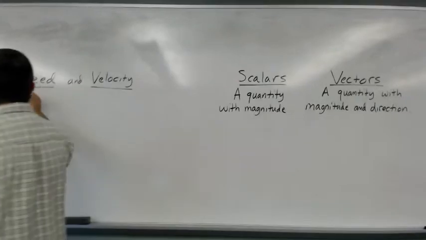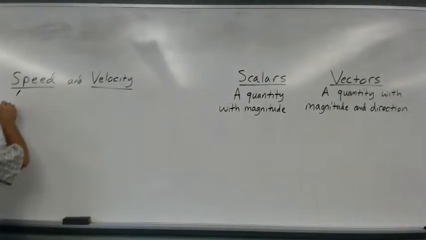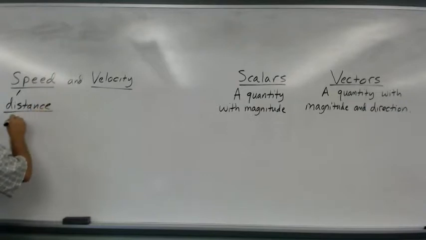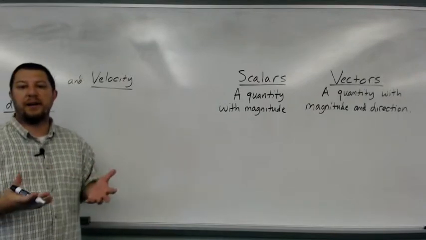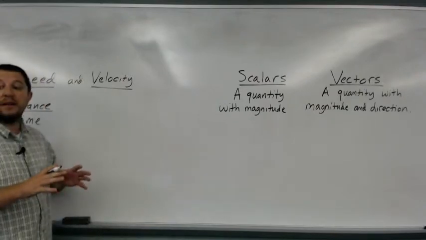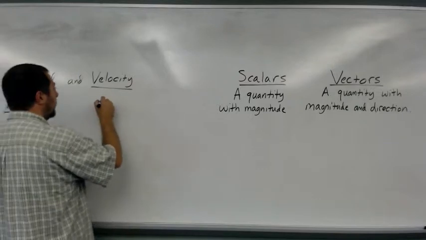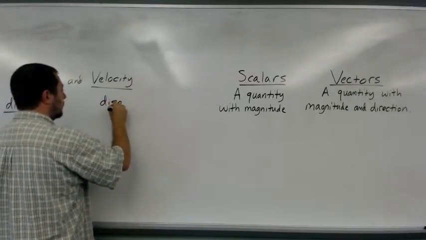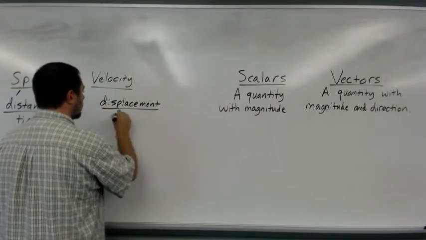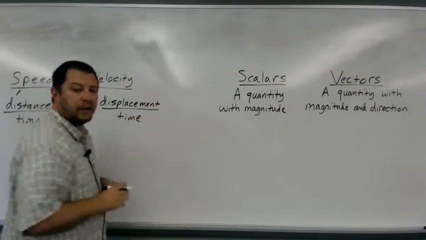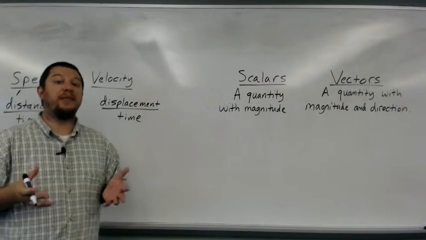Speed is just distance over some time interval. Right? It's just the distance that you travel over some time interval. Whereas velocity, on the other hand, is the displacement over some time interval. Okay? It can often be that same time interval.